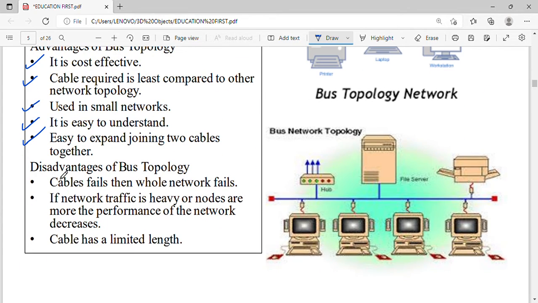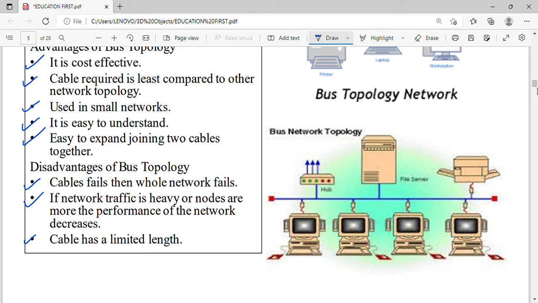Disadvantages of bus topology: if the cable fails, then the whole network fails. If network traffic is high or nodes are more, the performance of the network decreases. Cables have a limited length.